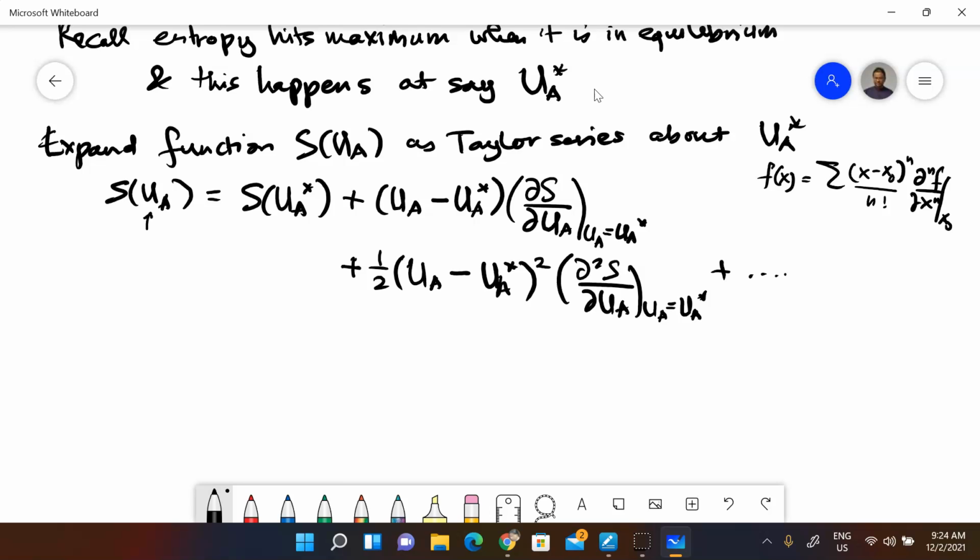Okay, so let's see what we have. Here the first order term is essentially going to be 0. So at maximum S, your derivative is actually 0.